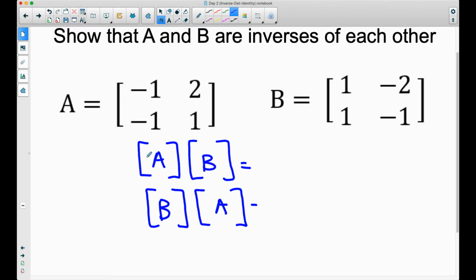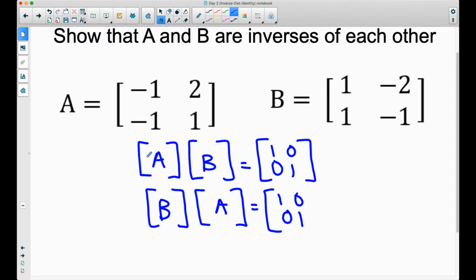Okay, what did you say? They're both identities, like the diagonal one. They're both the identity matrix. So in that case, these are both inverses of each other. The fact that A times B and B times A, you end up with the identity matrix, then they're inverses of each other.